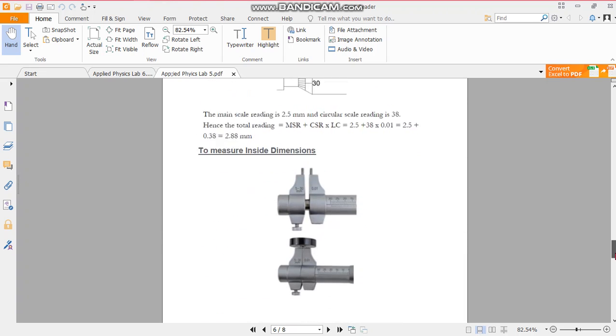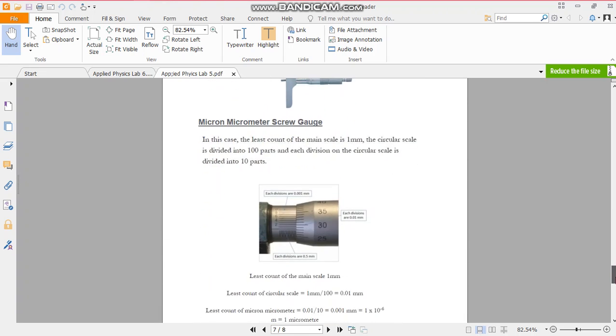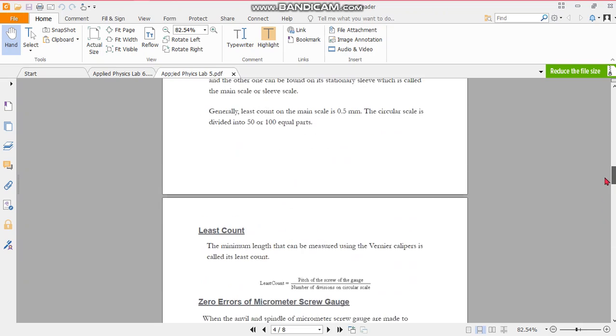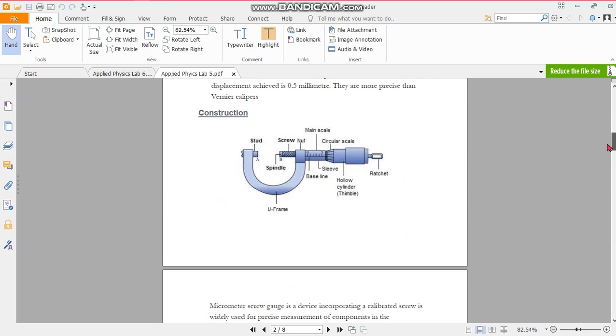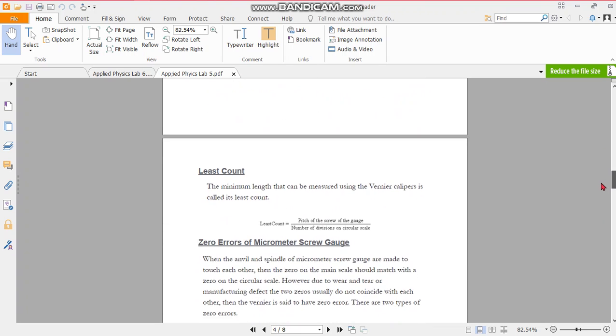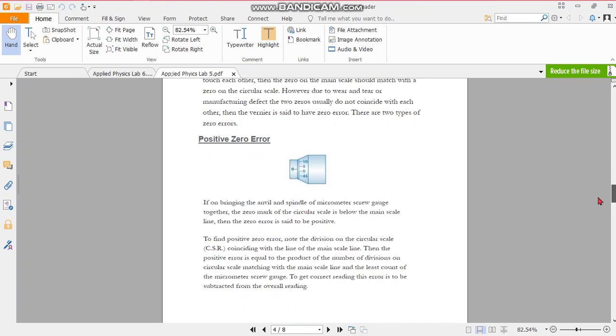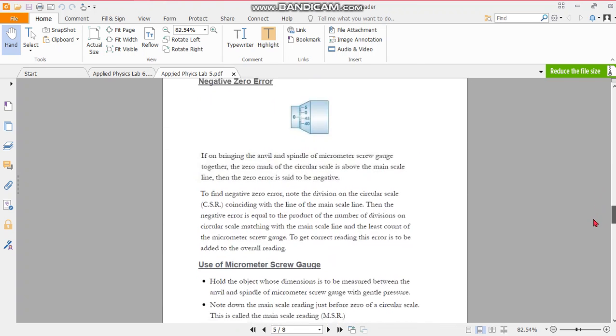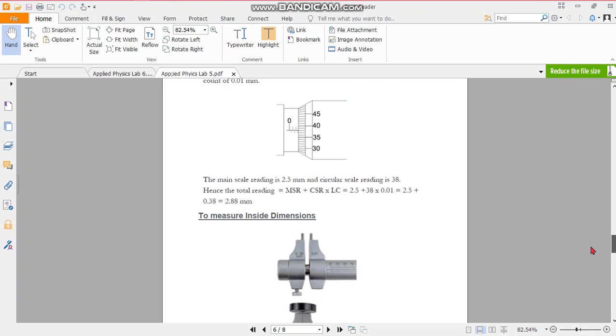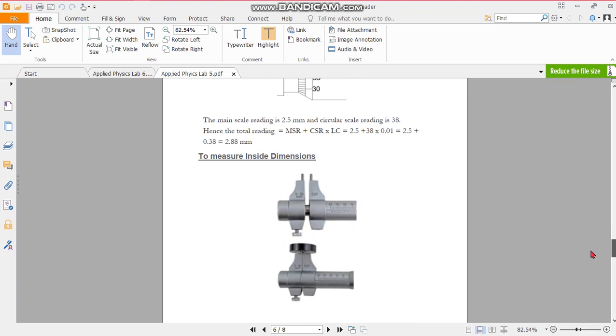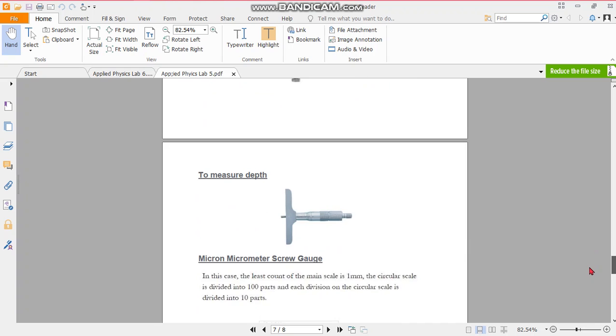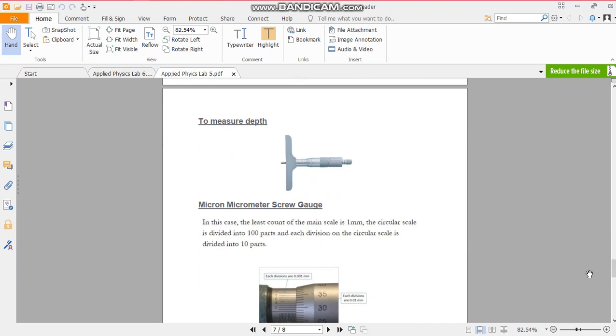So for this lab, you have to learn all this by heart. You should know what is the principle of the screw gauge, what are the parts of the screw gauge, what are their functions, what is least count, what is zero error and the types of zero error, and finally the use of the screw gauge, how we measure from the inside and from the depth, because we will not be having screw gauge and measuring equipment, but in theoretical you should know and you can write.